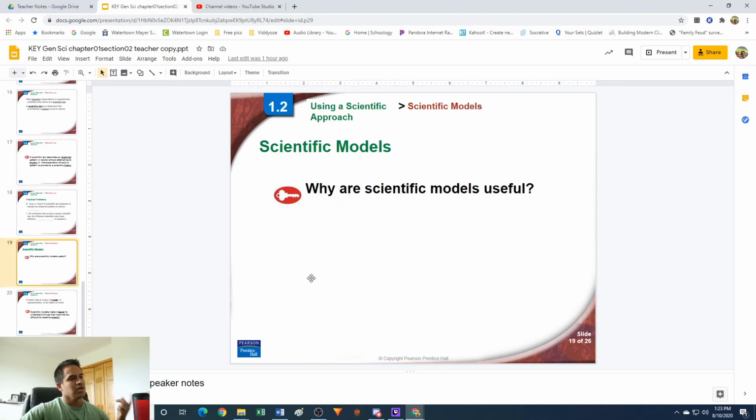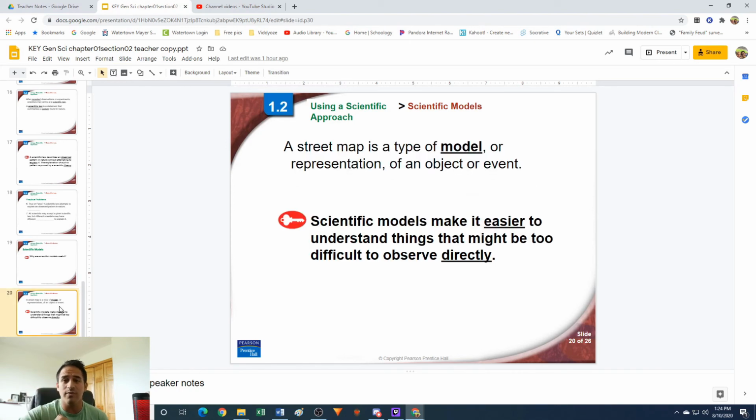Last part. Why are scientific models useful, and why do we use them? So first off, let's understand what a model is. A model is basically a representation of an object or an event. It can be a physical representation, or it can be a concept. What I mean by that is models can take the physical shape of things, like a globe, or a street map, or the model of a car or something.